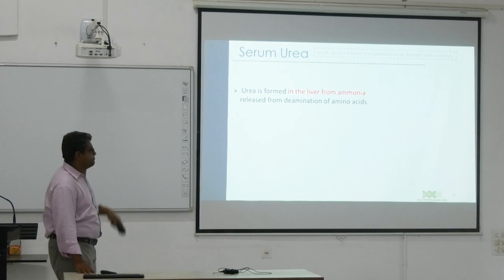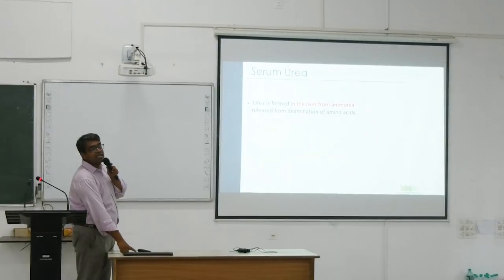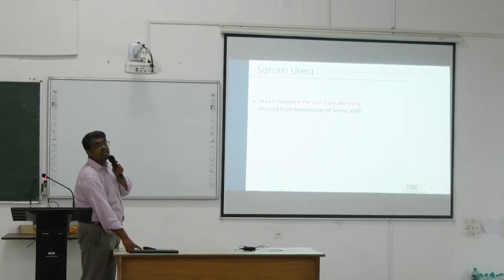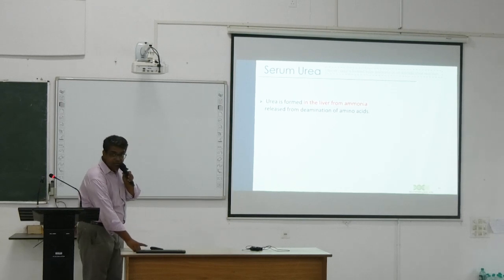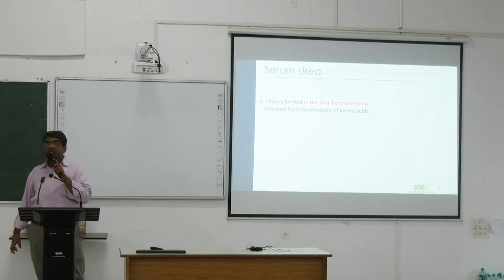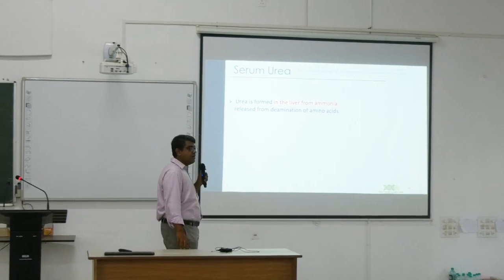Now come to urea. Urea is formed by detoxification of ammonia, majorly in your liver and kidneys. The urea cycle is basically a bicycle. It is not urea metabolism, right? Okay, the urea metabolic cycle is basically a bicycle.